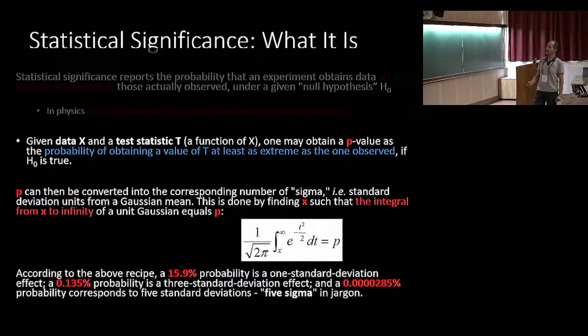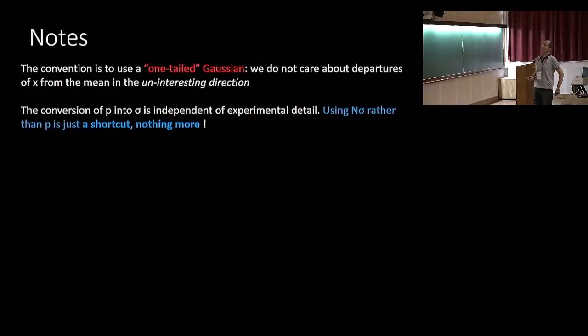So with this recipe, a 16% probability is one standard deviation if you're doing a one-tailed test, because the one sigma interval will cover 68%, and then you will have 16% on both sides. You are only looking in one direction, so that is 16%. And 0.13% corresponds to three standard deviations. And this fateful number, 2.9 × 10⁻⁷, corresponds to five standard deviations, the five sigma that allows you to publish the observation of a new phenomenon. So this convention that we have is to use a one-tailed Gaussian.